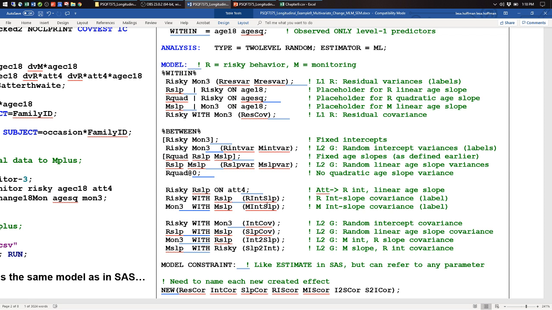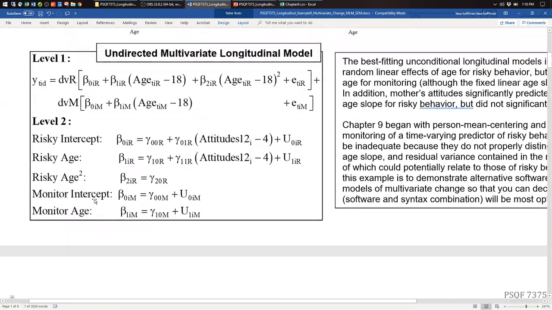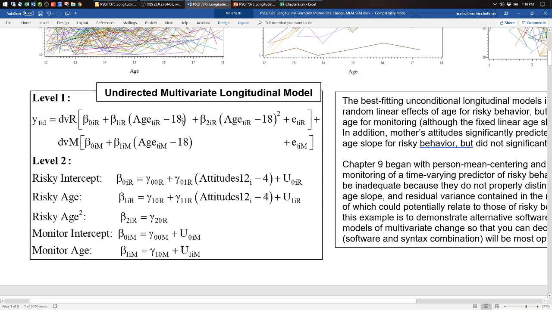It wants you to write your model in the same way that we write the model in the equations, where we have a level 1 model that has placeholders in it. The betas are the placeholders, and each of those placeholders then gets defined by its own level 2 model. That's what it's trying to do here. It calls these betas latent variables, and it wants you to name them.